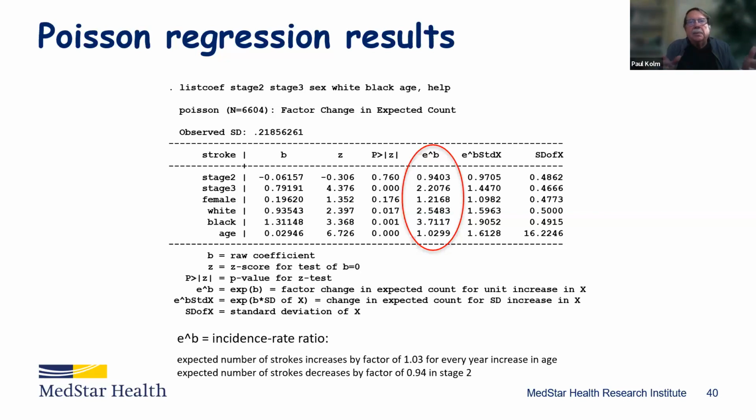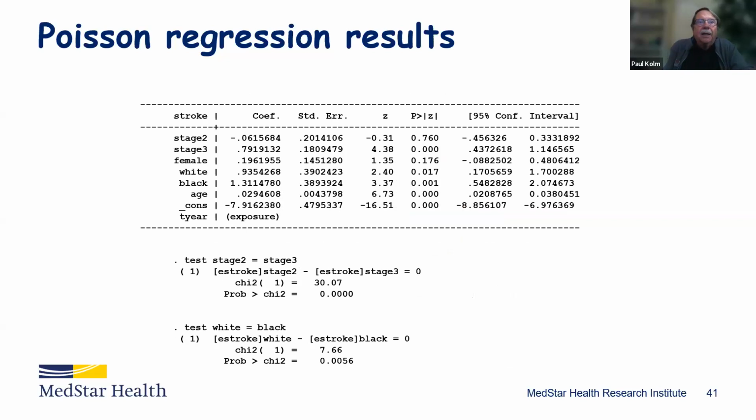Now you might say, well, what about comparing stage 2 and 3, or whites versus blacks? Well, we can do that. I won't go through the computations because usually the statistical software provides a way of doing that. So here you see that I've done a test comparing stage 2 with stage 3. Obviously, there's a significant difference there. And the same thing for white versus black, there's a statistically significant difference between the two races.